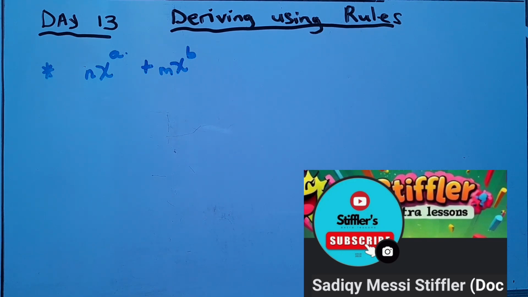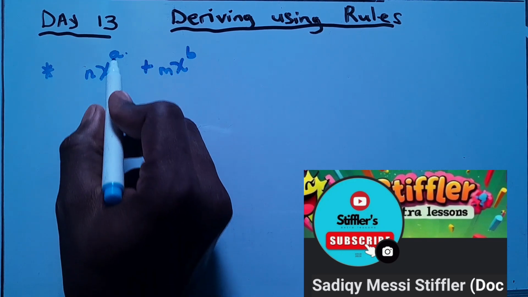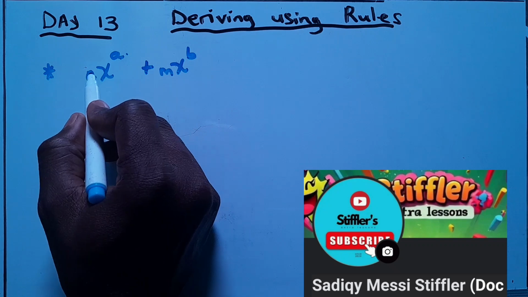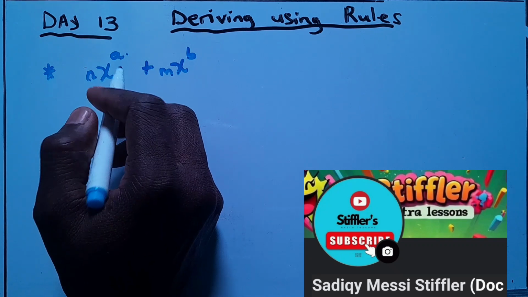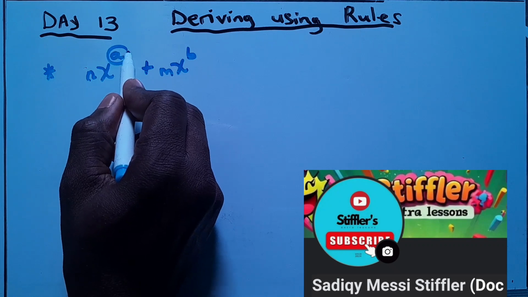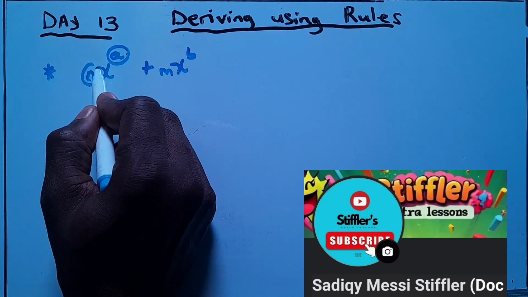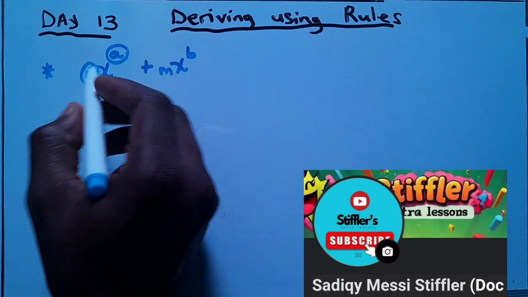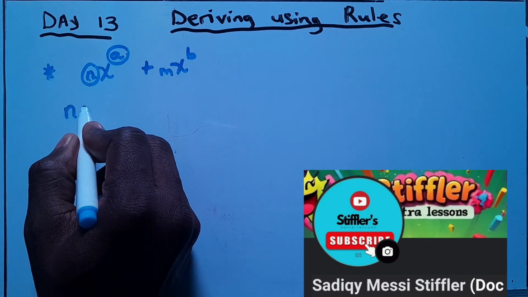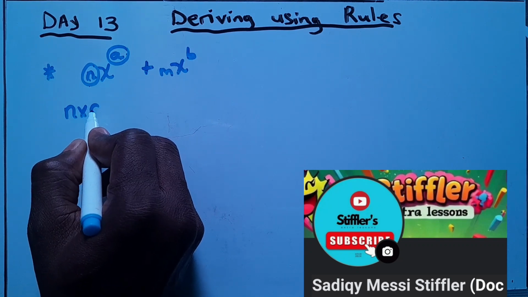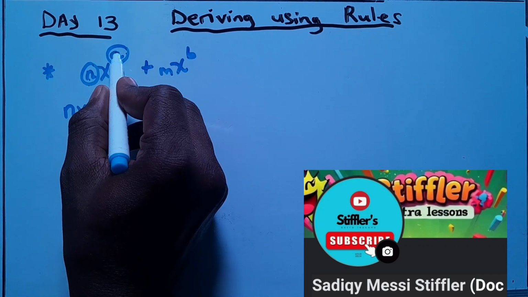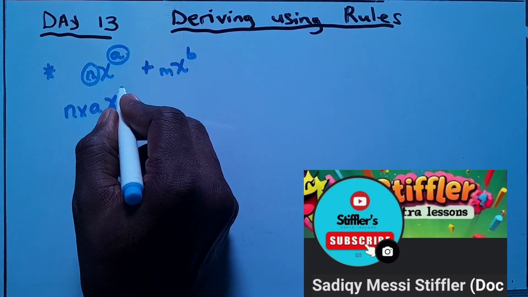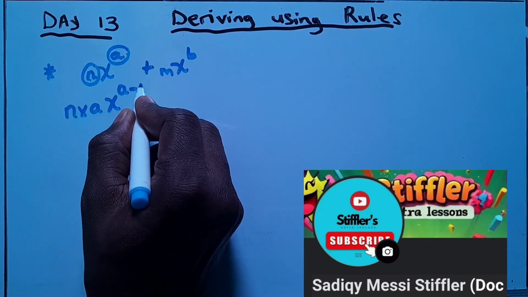What you have to do is multiply the exponent by the coefficient of the variable. So we are going to have n multiplied by a, then x, and then we have to subtract 1 from the exponent. So it will be a minus 1.